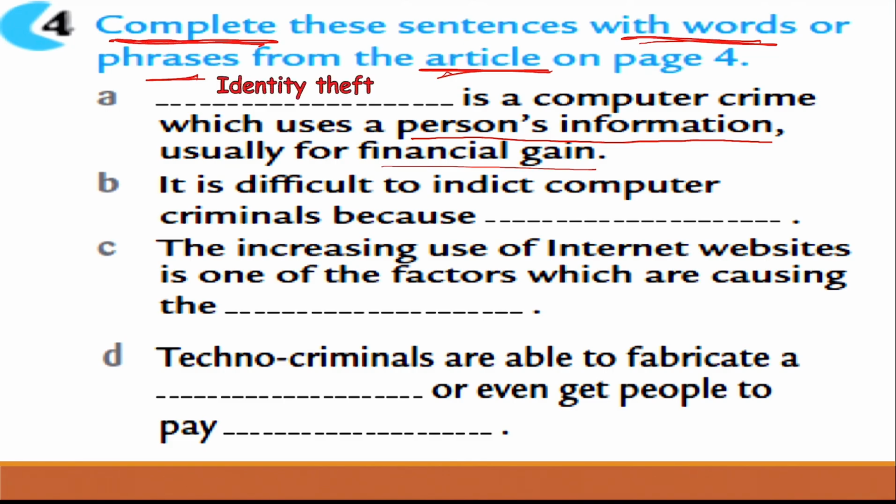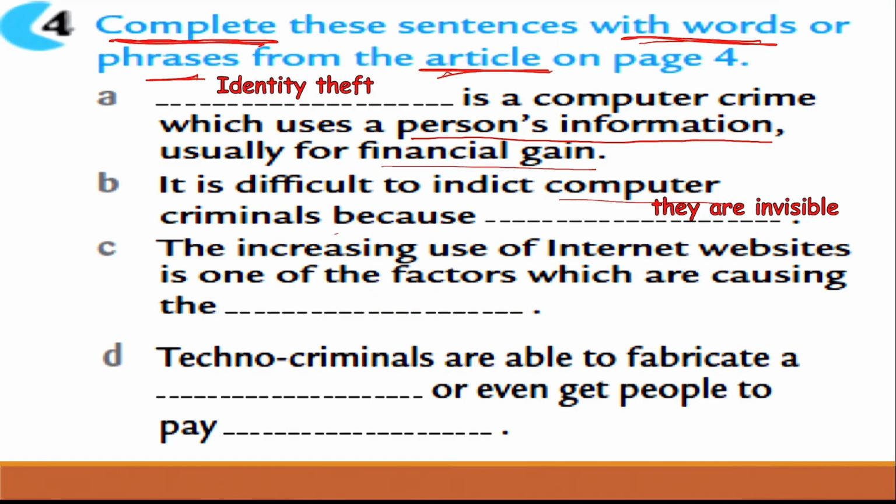The second one, it is difficult to indict computer criminals. Why? Because what? Now, those crimes are done on a computer. So what is the problem here? Why is it difficult? Because they are invisible and you cannot prove anything.